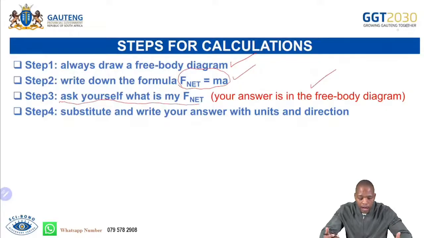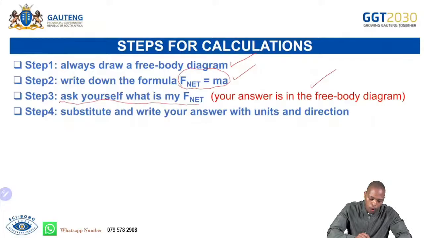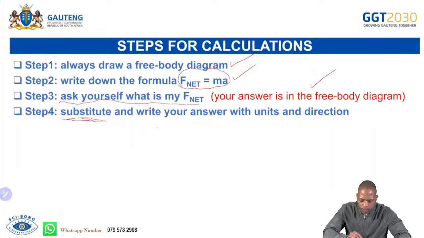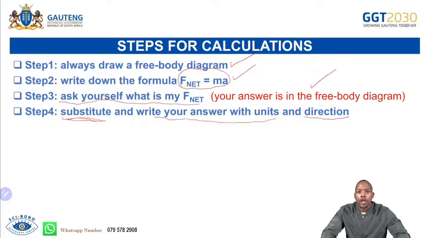So you simply go back to step 1 and say, here's my free body diagram, and this is my answer. This is the reason why we started with the free body diagram, because we are going to encounter step number 3 where we need to understand what our F net is, and we get it from the free body diagram. Step number 4, we substitute, and after substituting and finding the answer, we write our answer with units and direction. If you follow all these steps correctly, you will always get these questions right. There will be no point where you are getting this incorrect.